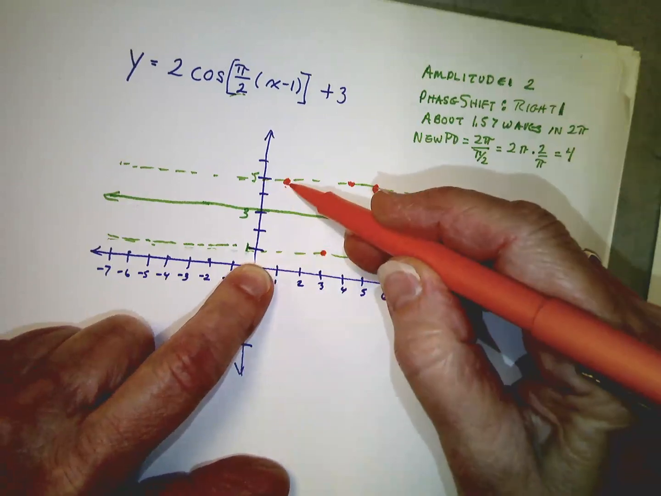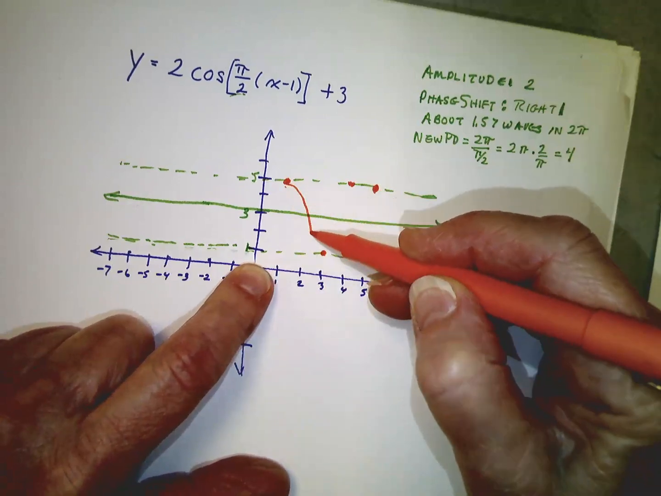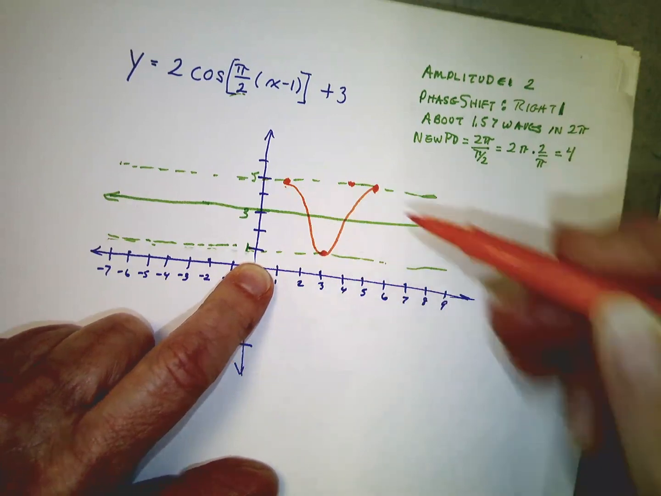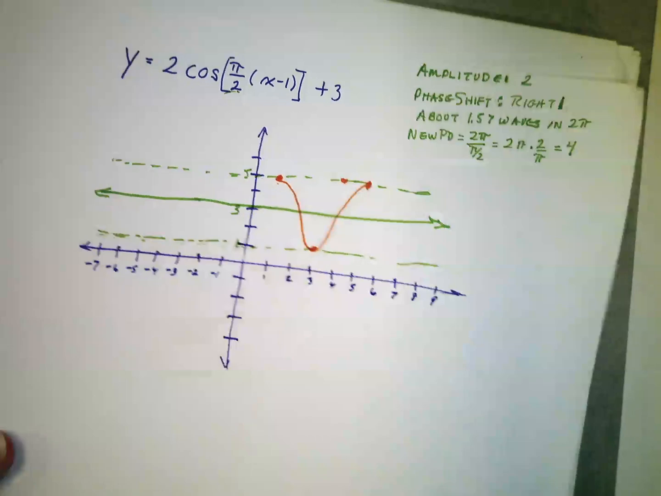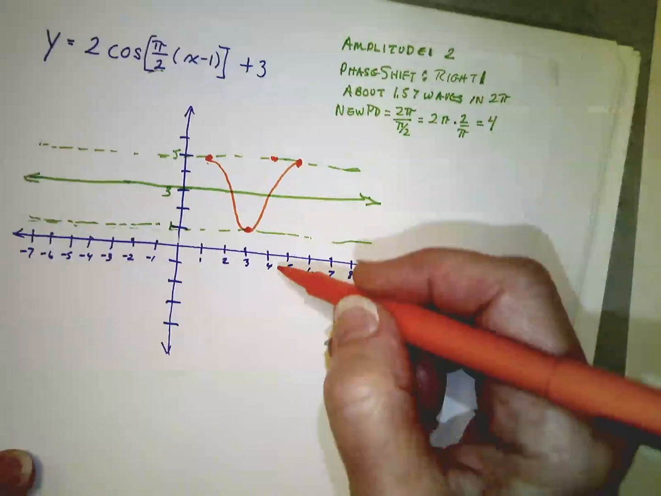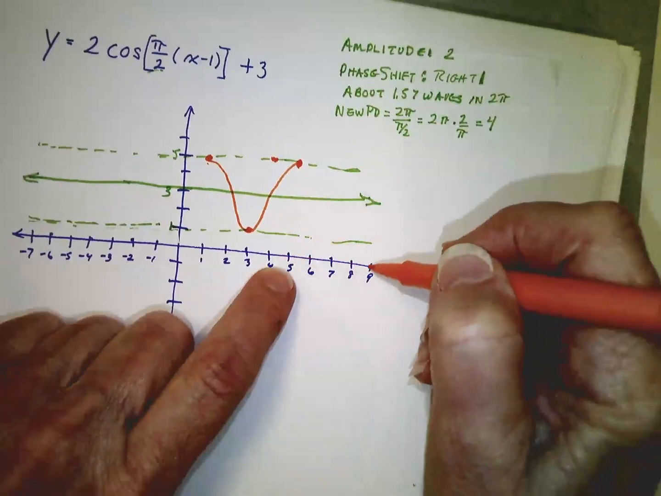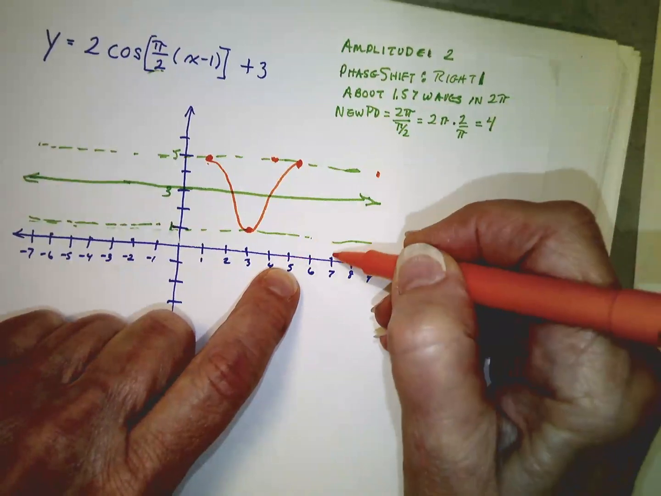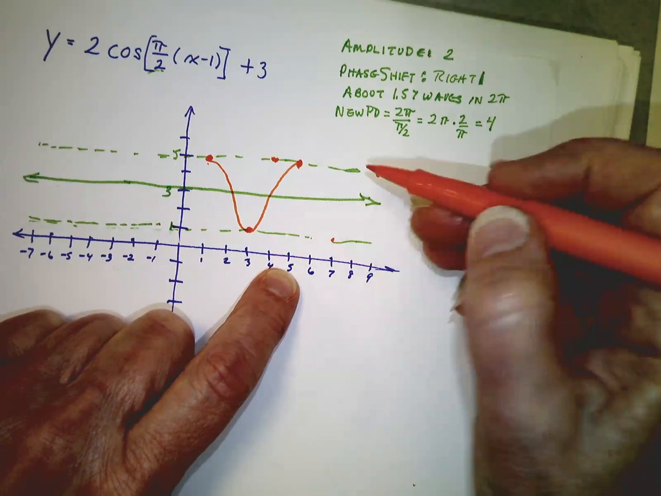Coming down something like this. Bouncing back up again here. And that will repeat again in another 4 spaces. So that would take us from 5 to 9. In the middle, it'll bottom out at 7.